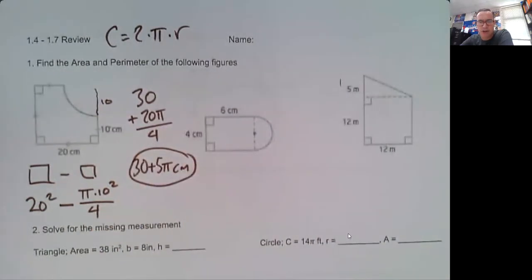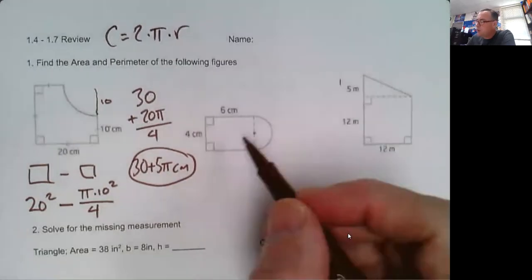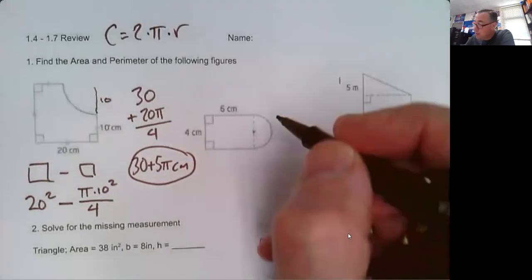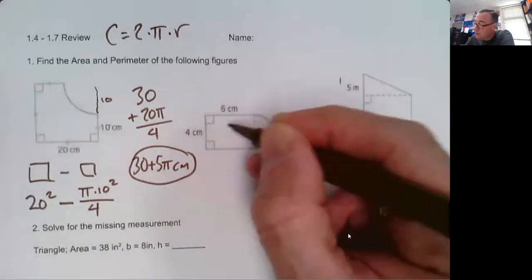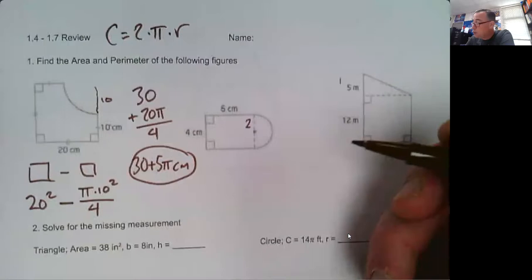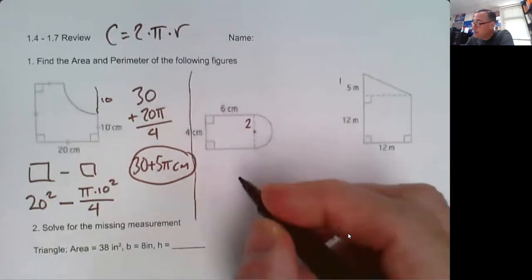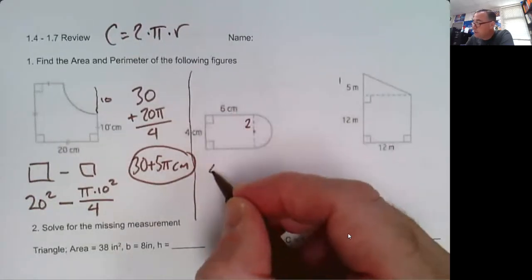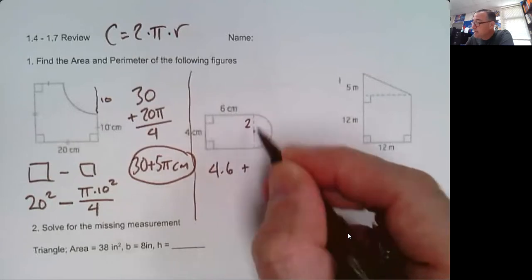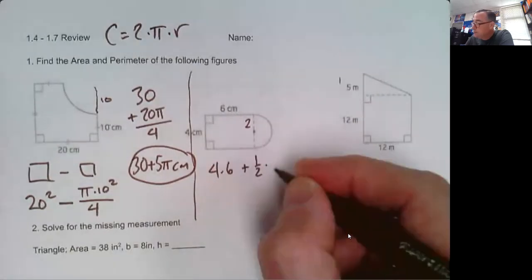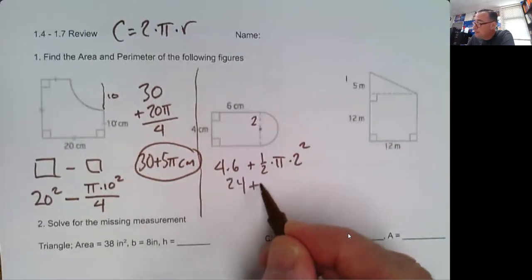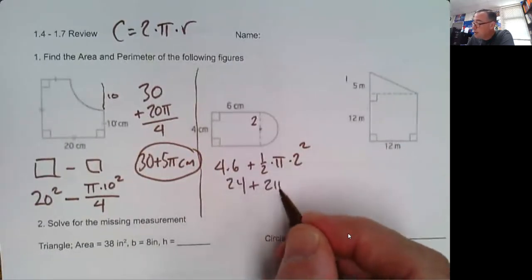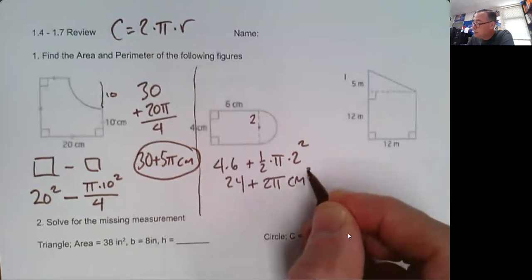I hope that kind of worked in terms of what we're going to be doing there. Here, we've got a rectangle and a half circle. What we have to look at is this distance here, and we need the radius. So the diameter is 4, the radius is 2. The area for this one is going to be the rectangle, which will be 4 times 6, plus half the circle, pi times 2 squared. So this will be 24 plus 2 pi centimeters squared.